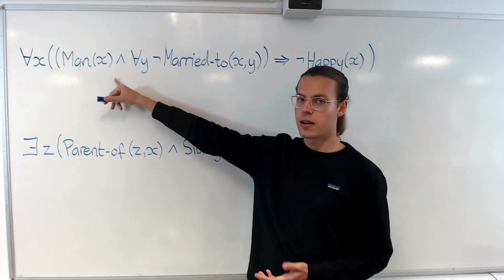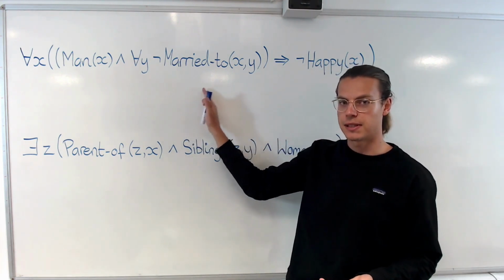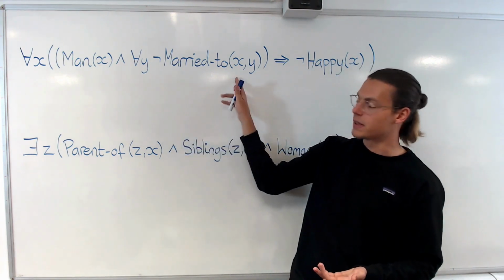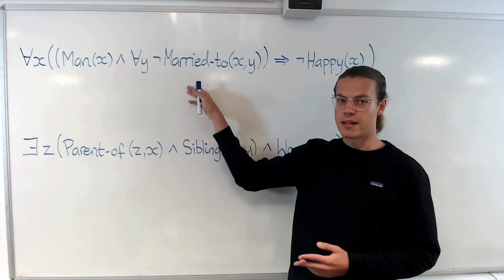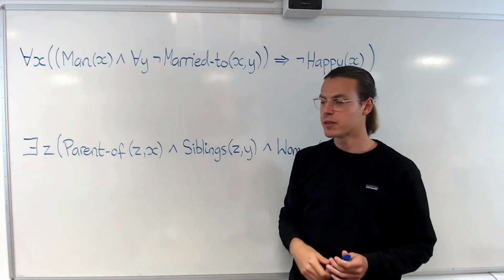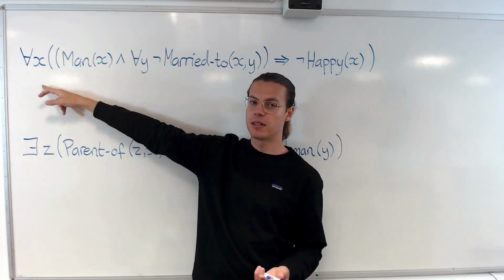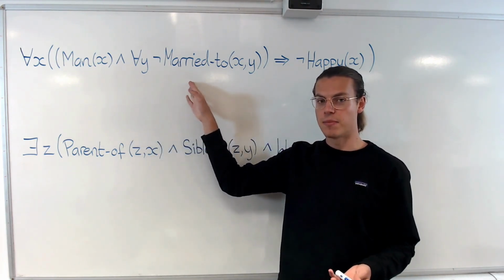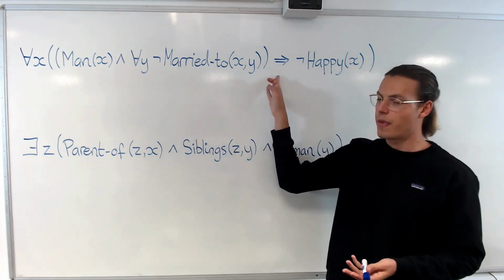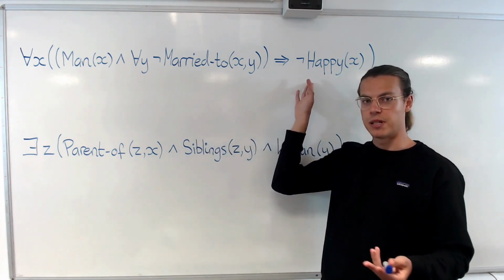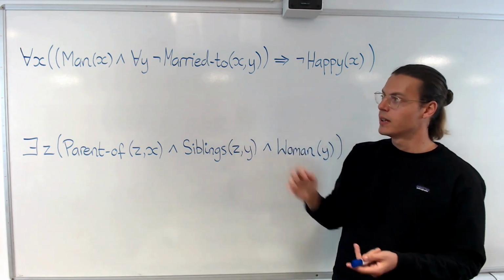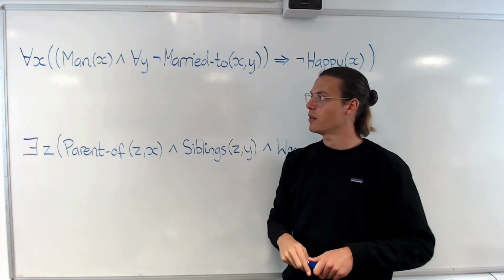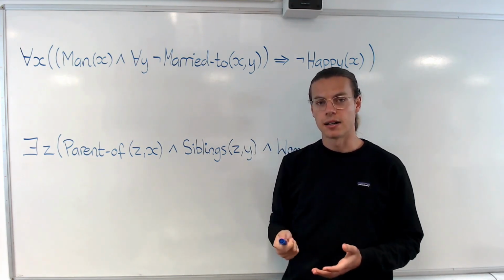So x is an unmarried man, is what is inside these parentheses. Putting that back into the whole statement, we get for any person x, if x is an unmarried man, then x is unhappy. So the statement says unmarried men are unhappy.